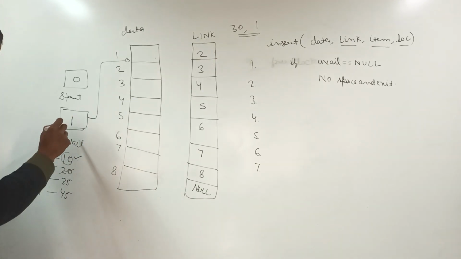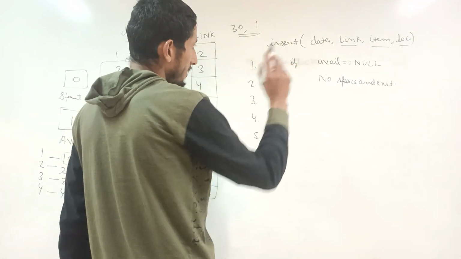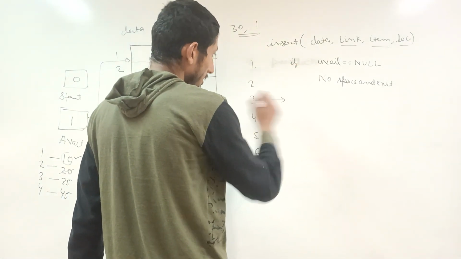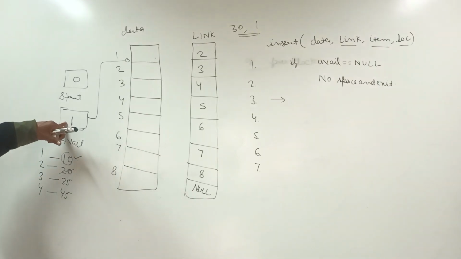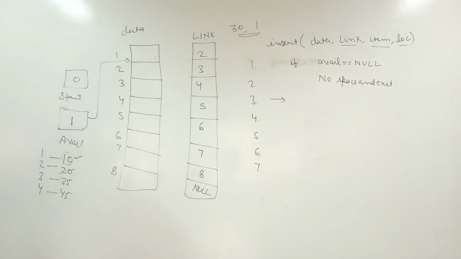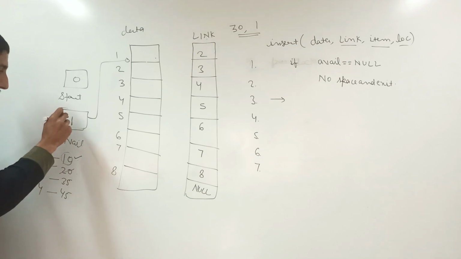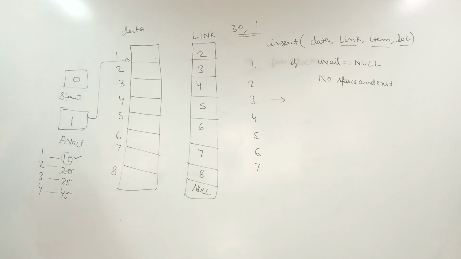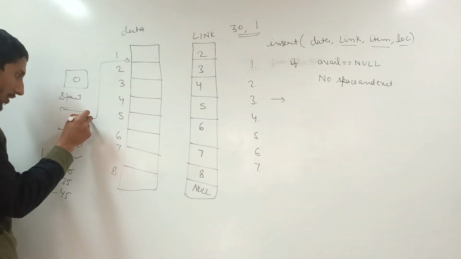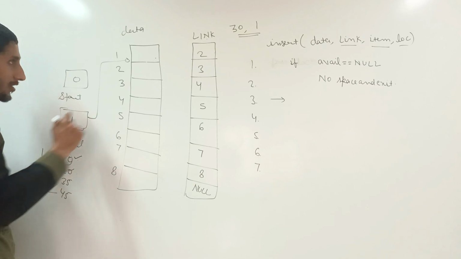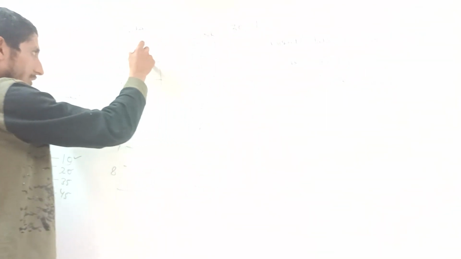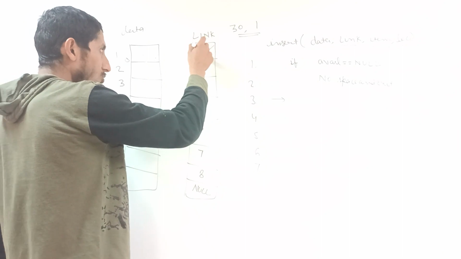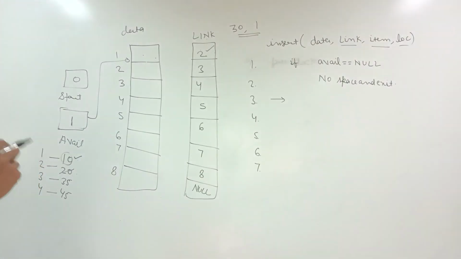Right now avail is 1. It means this condition becomes false, so I will come to point number 3. Are you following this? Because avail is at the first position, this variable says that position number 1 is free and you can use that. But the moment position number 1 is occupied, what will be the next free location? If position number 1 is occupied, the next free location will be 2.